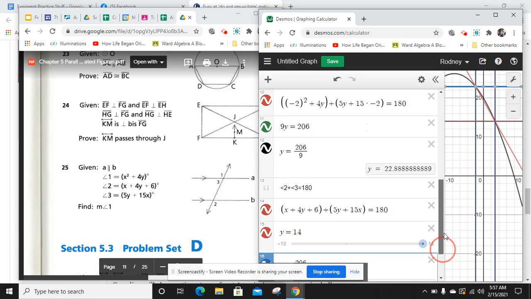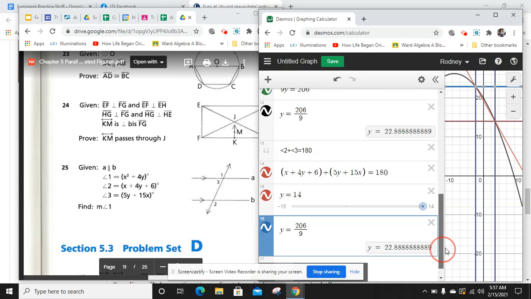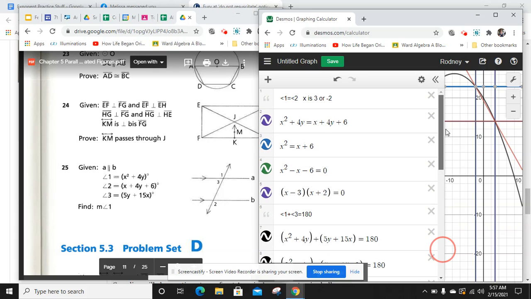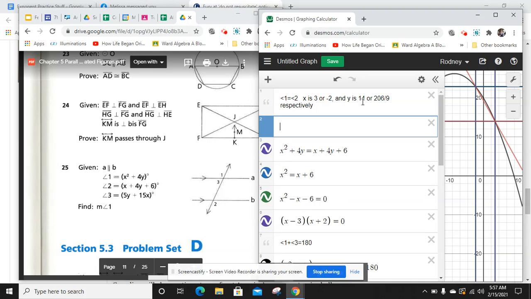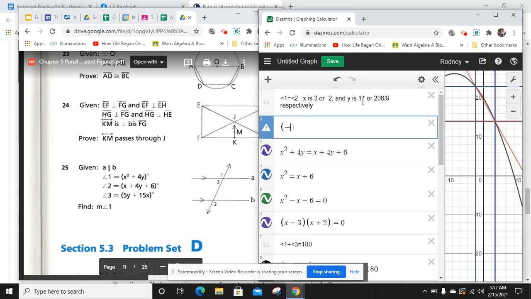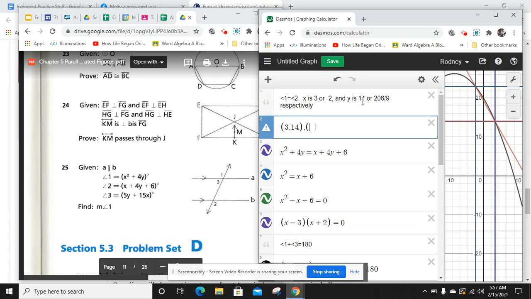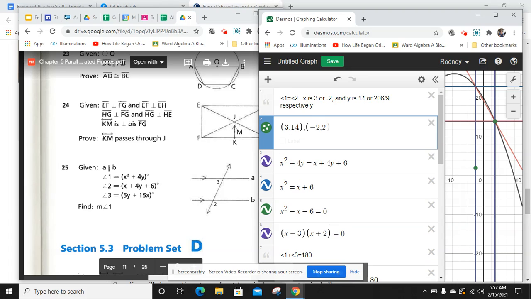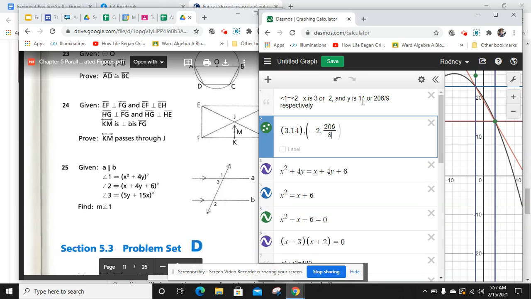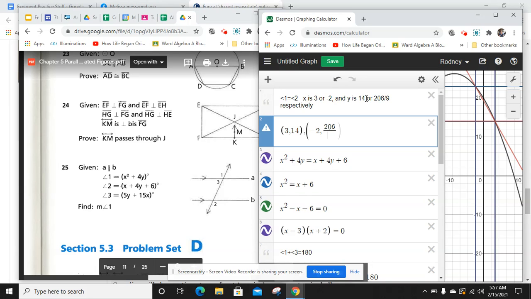All right, but the whole thing asks for what is the measure of angle 1. So make a note up here. x is 3 or -2. And y is 14 or 206 over 9, respectively. So you could actually create points at 3 comma 14 and -2 comma 206 over 9.